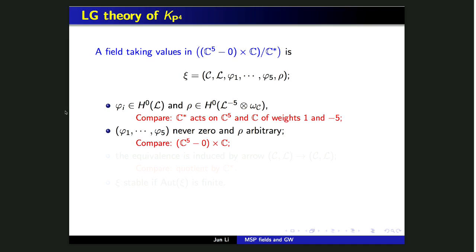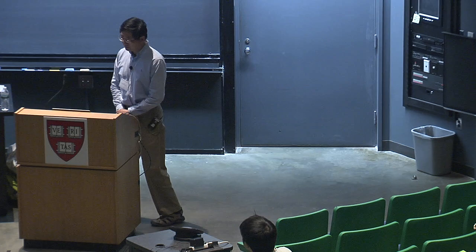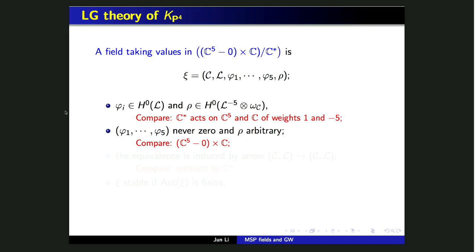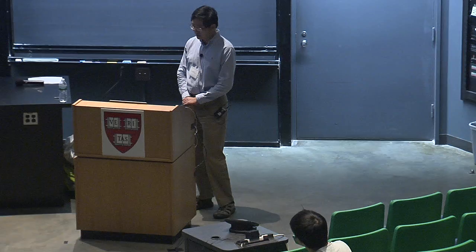But there is a twist by gravity. We understand why it is useful, as we will see, but how it comes about in the first place is still a mystery. Once we know that, we realize this is extremely useful. So we take rho, a section of L twisted by minus 5 and then twisted by the canonical line bundle. And for the first part, C5 has to take out the origin. That translates to phi 1 up to phi 5 never being zero together, because you take a field inside C5 minus origin. But rho is arbitrary. Rho can take zero or can be identically equal to zero.